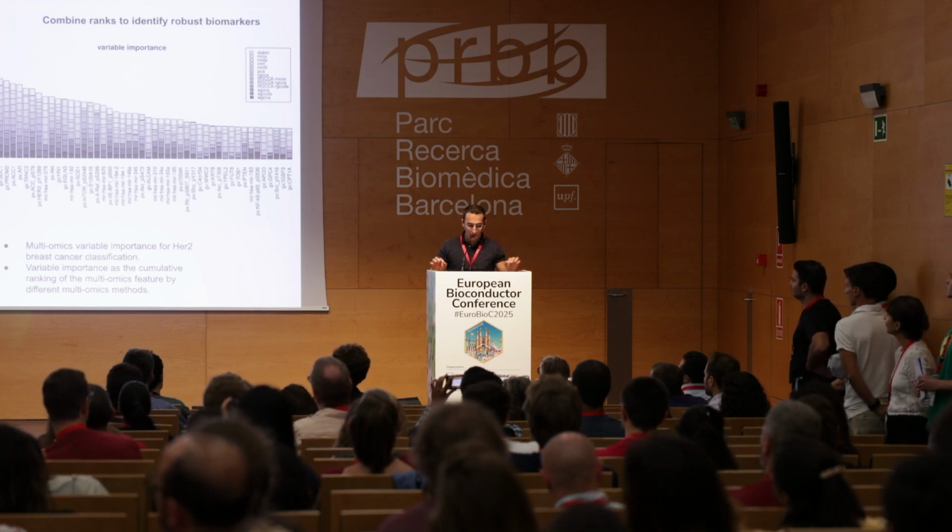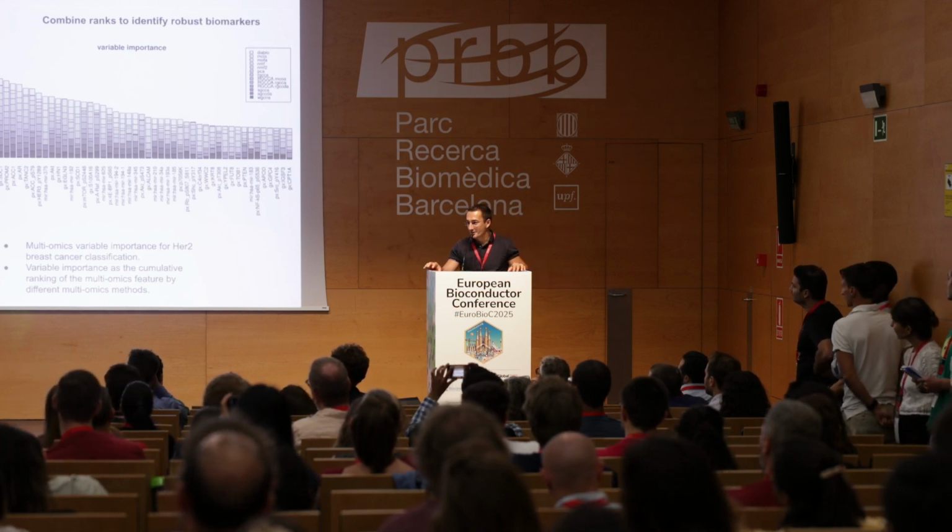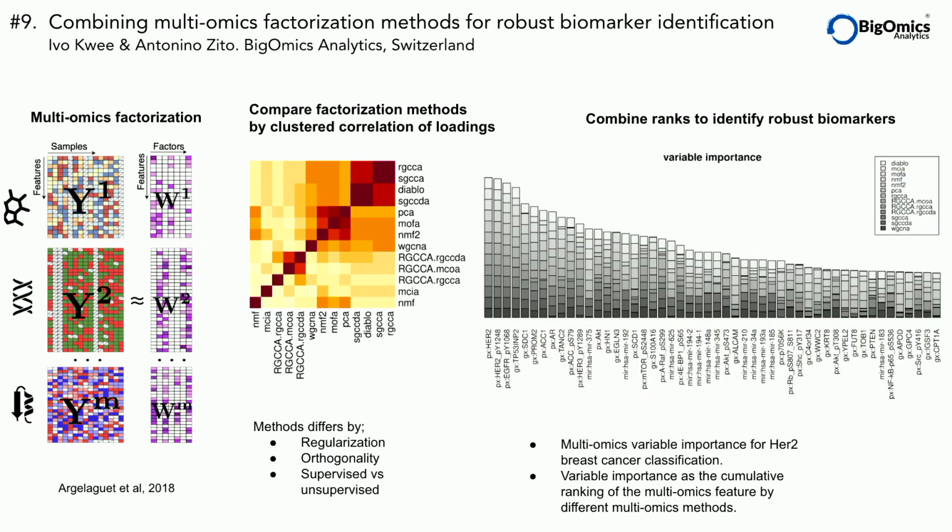Hello, everybody. We know that multi-omics data integration is really important for biomedical research, but there is a problem: there are many methods, and we never know which one to choose. Essentially, all of them are factorization methods that produce factors that explain heterogeneity in the data. Some factors have different orthogonality, they differ in regularization, some of them are supervised, some of them are unsupervised.